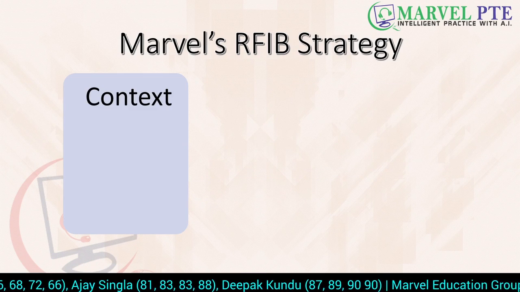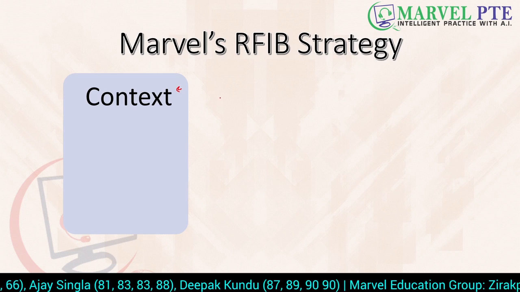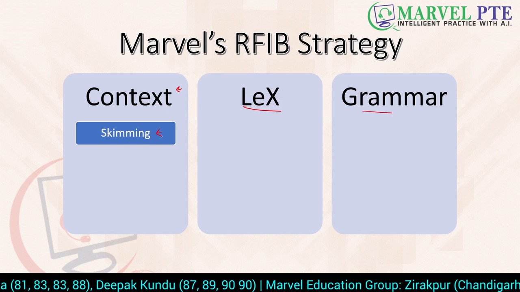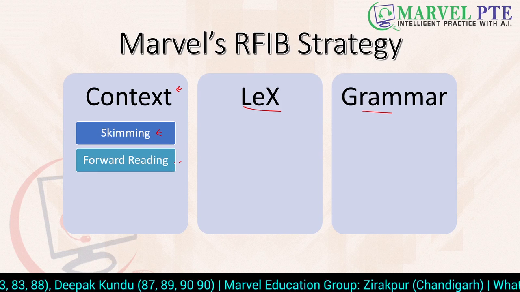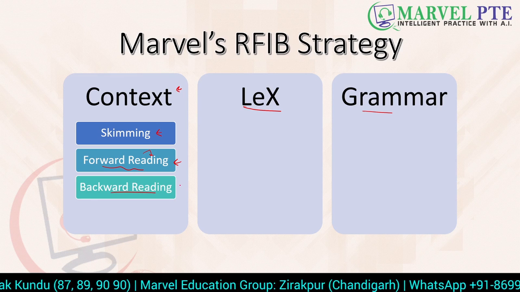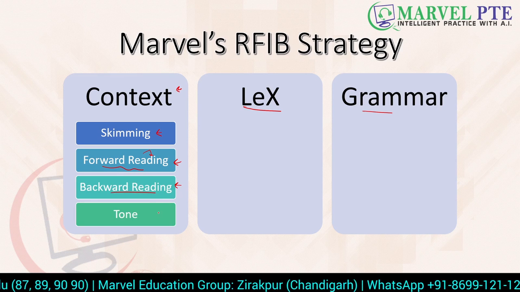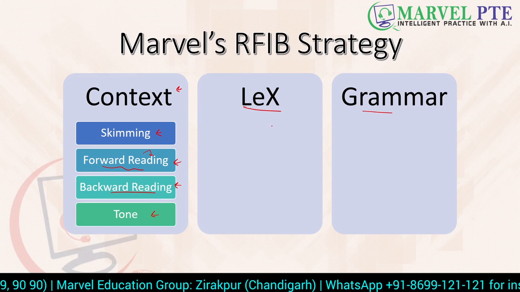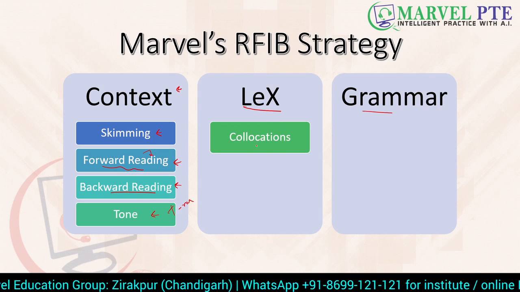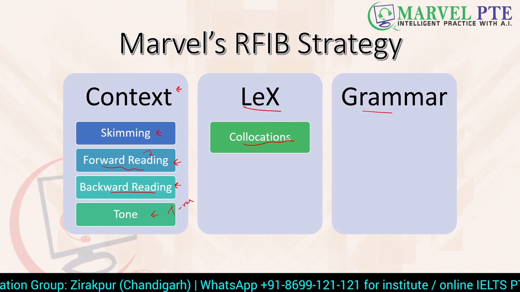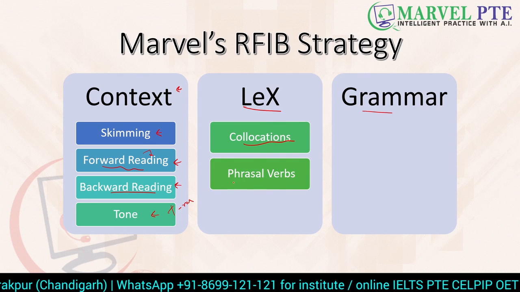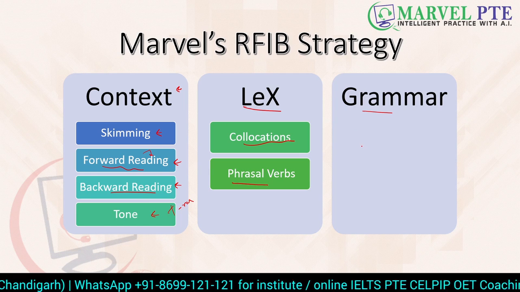And this is our reading filling the blank strategy, which is based on context, lexical resource, and grammar. In context, first we do skimming, you had seen that. Then we solved one answer on the basis of forward reading today. Backward reading is another strategy. Then tone, we find out the tone also, whether it's positive, negative, or neutral. In lexical resource, collocations play an important role. We have a detailed list of collocations which we give to our students. Then phrasal verbs are also important.